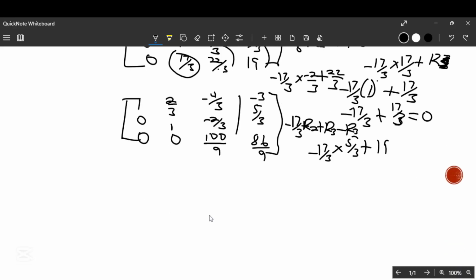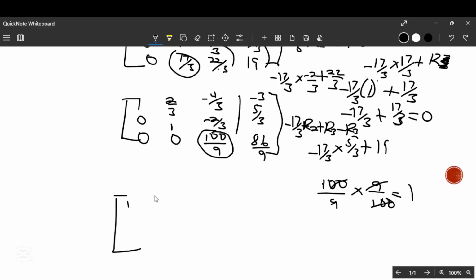Okay, now the next thing is to make sure that this place also becomes 1, so that we have the matrix in a row echelon form. Now when we take an inverse of this one, 100 on 9 times 9 on 100, you see that this one cancels and you have 1. Great. So let's repeat the elements: 1, 2 on 3, negative 4 on 3, negative 3, 0, 1, negative 2 on 3, then we have 5 on 3.